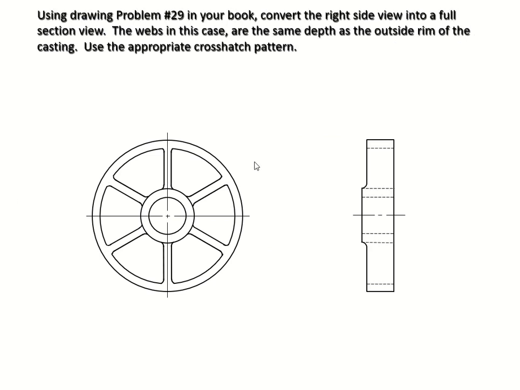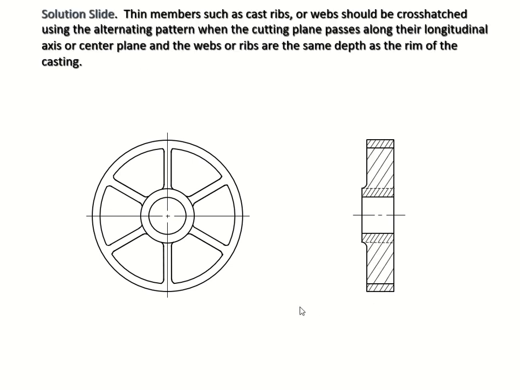29, the same thing. We're gonna cut, yeah. We need to show the webs. When you look at the webs carefully, see the webs here, and the rib is this. The webs are down in these edges right there. They have the same depth as the outside rim of your casting, which is this guy, yeah. So we're gonna use appropriate crosshatch for that, yeah.